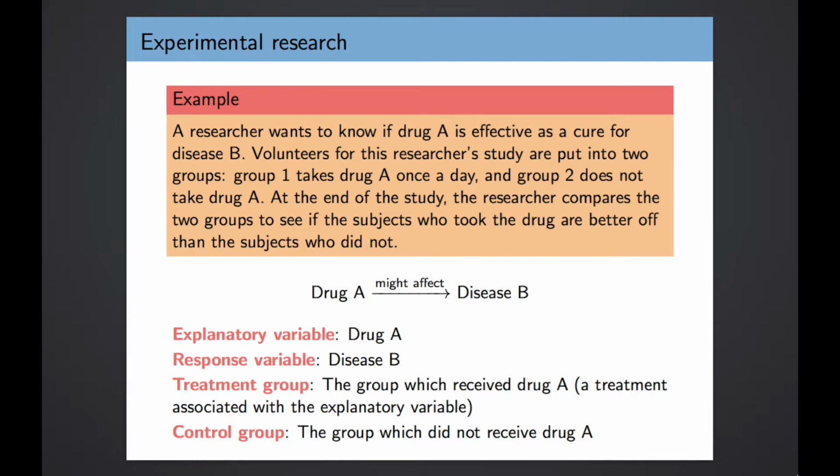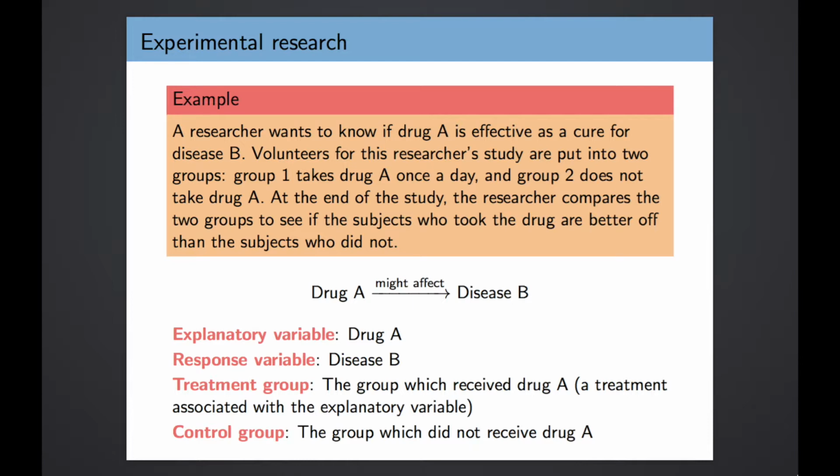So volunteers for this researcher's study get sorted into two groups. Group 1 takes drug A, and Group 2 does not. And at the end of the study, the researcher is going to compare Group 1 and Group 2 to see if people who took the drug are better off and have less instances of disease B than the subjects who did not take the drug.